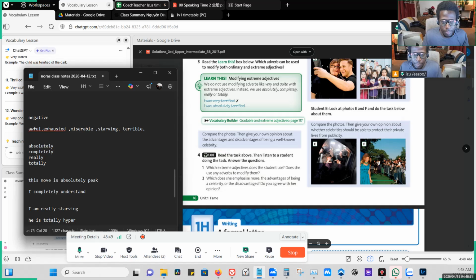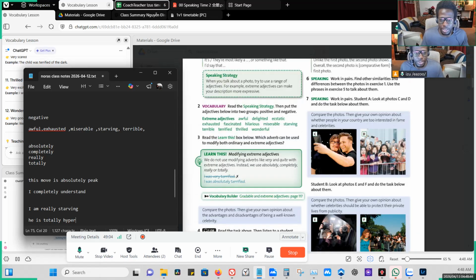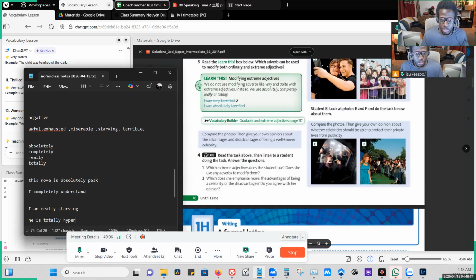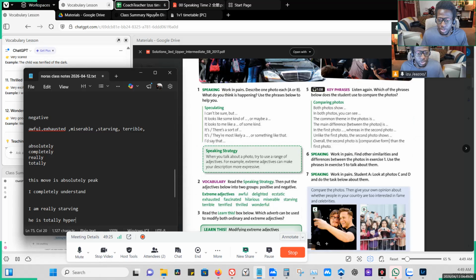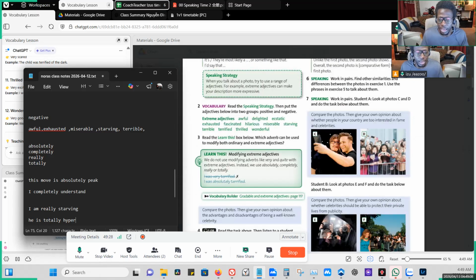Okay, now what we're gonna do is, let's see. We're gonna do something very similar to what we did with these pictures. We're just gonna do another comparison. In this one, we're going to compare the photos again, and then give our own opinion about the advantages and disadvantages of being a well-known celebrity. So let's compare photo C and photo D.